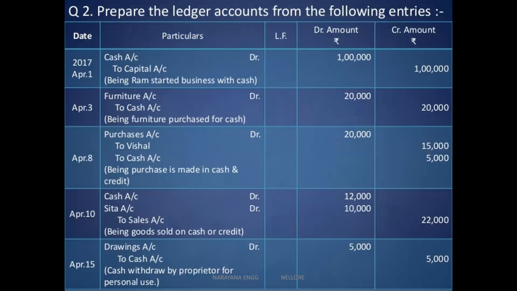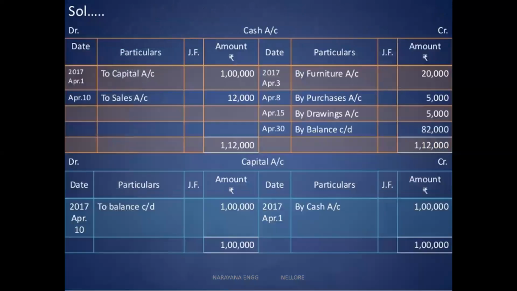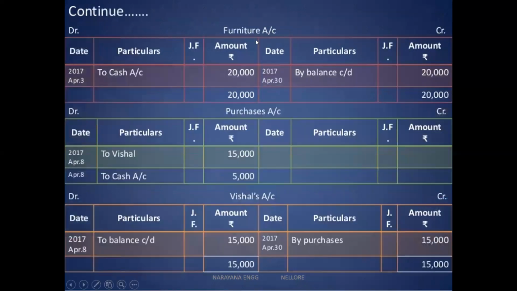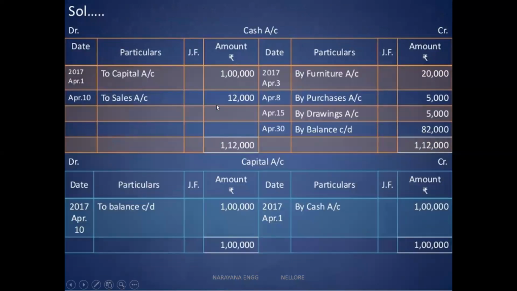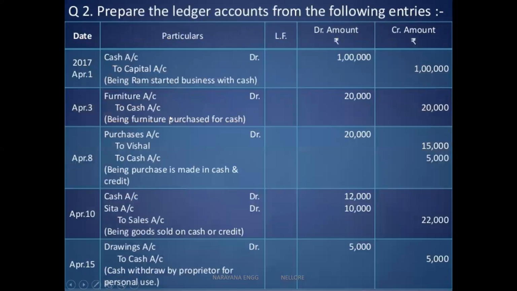So you need to prepare all the accounts that appear in the journal entries. Whatever accounts we have written, you need to prepare for every one, and show the ledger for every account. So here you will see the cash account, capital account, furniture account, purchase account, Vishal account, sales account, drawing account. These are all the things you need to prepare. So how to prepare the entries into the ledger? How to post these journal entries into the ledger book? I will explain.